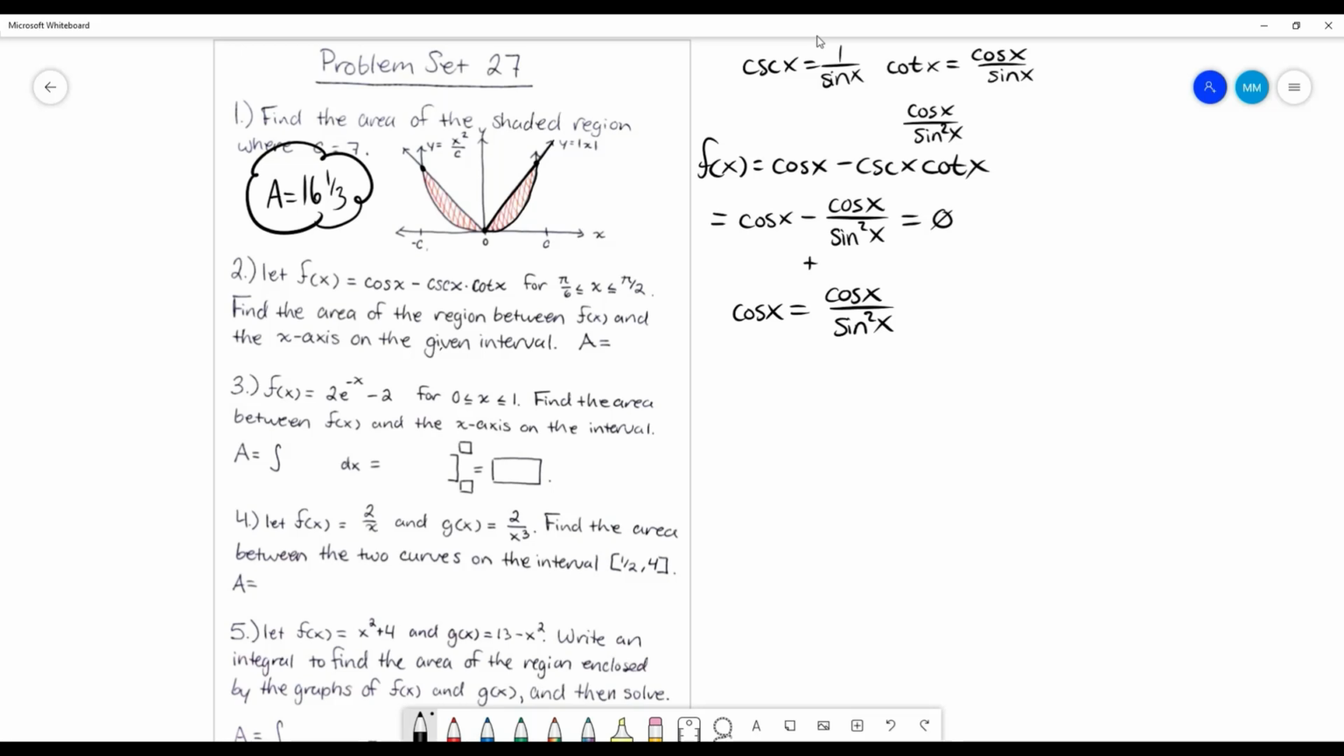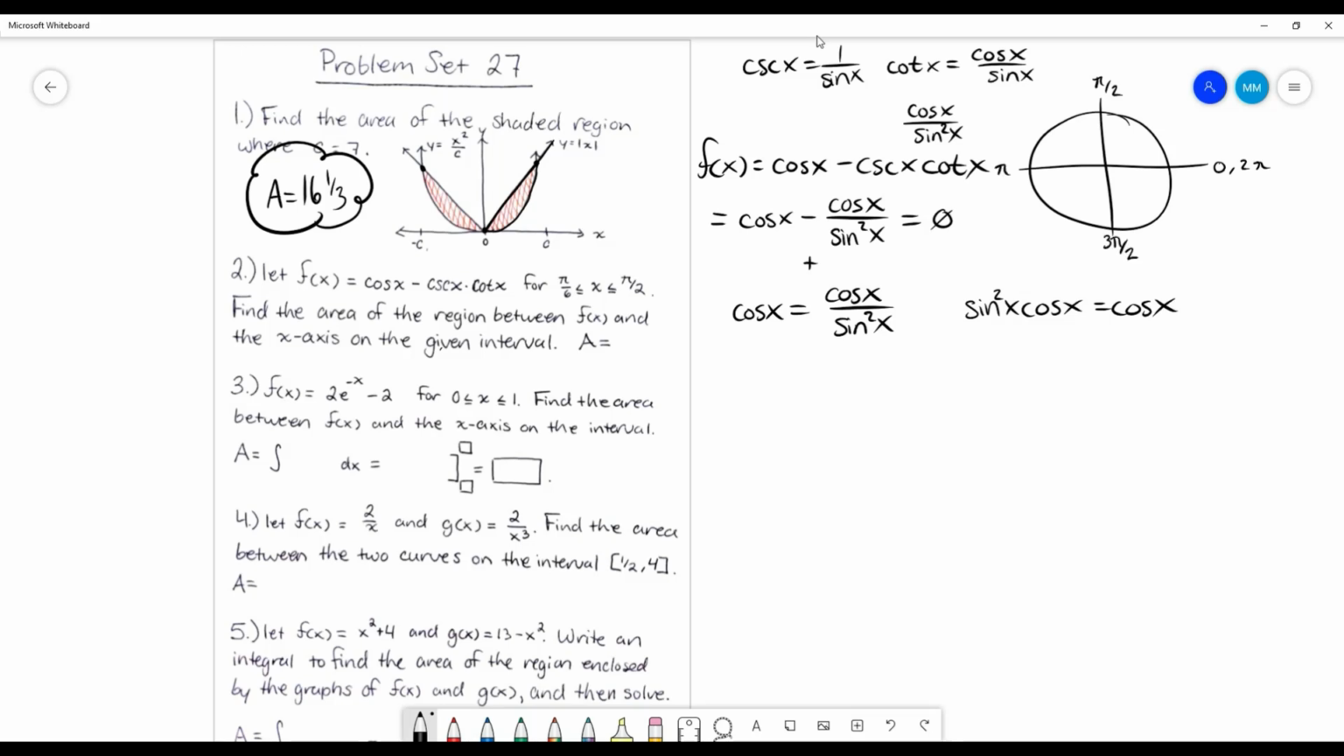That's tricky. I'm trying to think if that's ever the case, and I'm not sure that it is. I could then multiply both sides by sine squared to get sine squared of x, cosine of x equals cosine of x, which again, I'm not sure ever happens. Let's think about our unit circle a little bit here. This is really difficult without a calculator, huh?